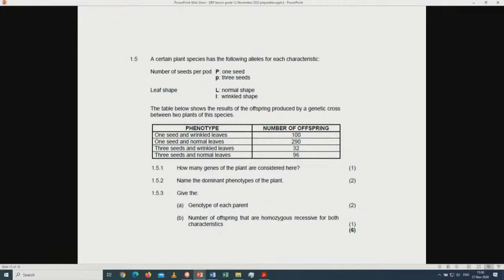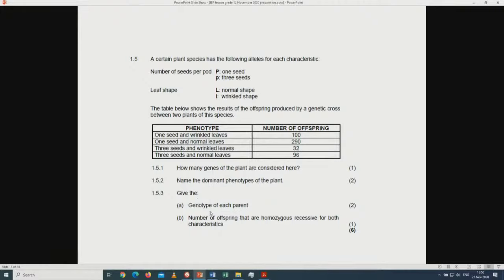And then how many genes of the plant are considered here? Here there are two genes. It is the number of seeds per pot and the leaf shape. So the answer there is 2. Name the dominant phenotype of the plant. You know the dominant one is the capital letter, so it will be one seed and normal shape.